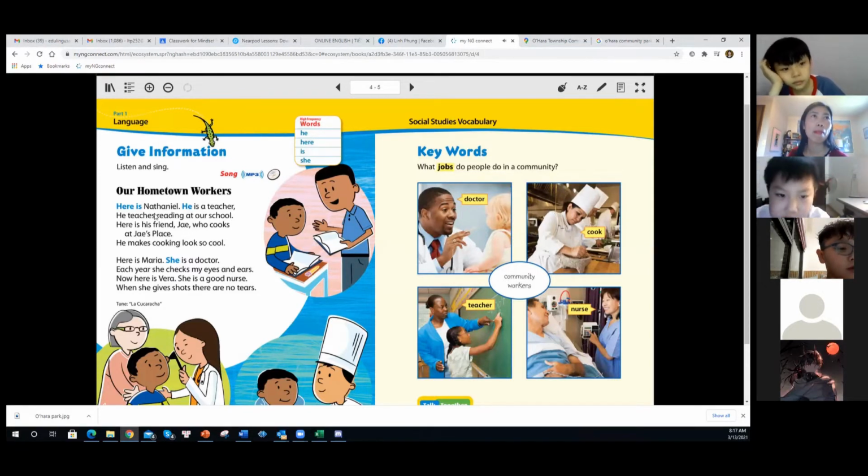Here is Nathaniel. He is a teacher. He teaches reading at our school. Here is his friend Jay, who cooks at Jay's place. He makes cooking look so cool. Here is Maria, she is a doctor. Each year she checks my eyes and ears. Now here is Vera, she is a good nurse. When she gives shots, there are no tears.